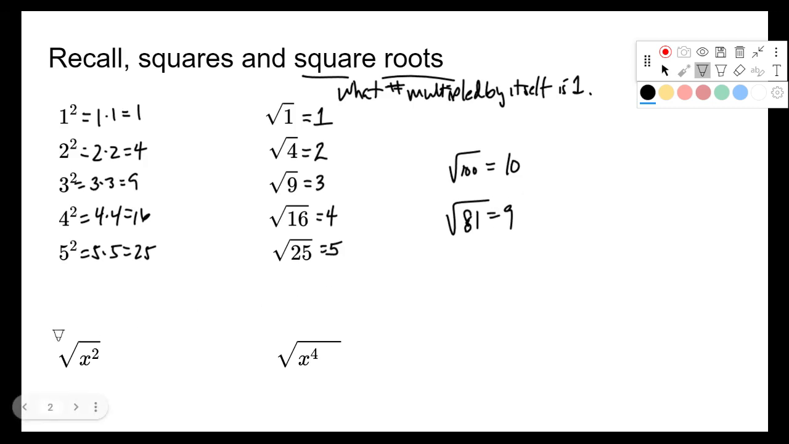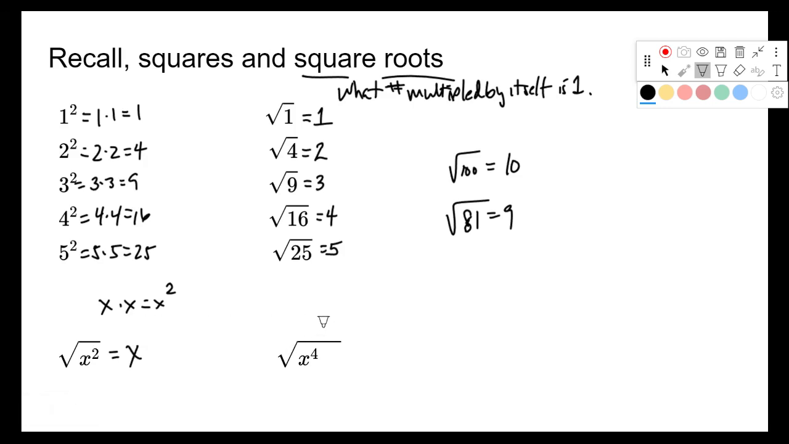Now, you can also do it with variables. The square root of x squared. If I ask you to take the square root of x squared, well, what multiplied by itself is x squared? Well, x times x is x squared. So the square root of x squared, at least for now, is x. There's a little more to it than this, but in this section, when we're doing difference of two squares, you really only have to understand that the square root of x squared is x.